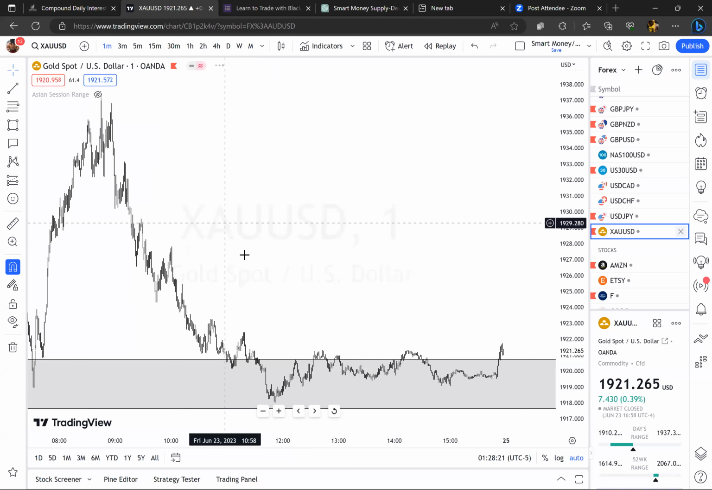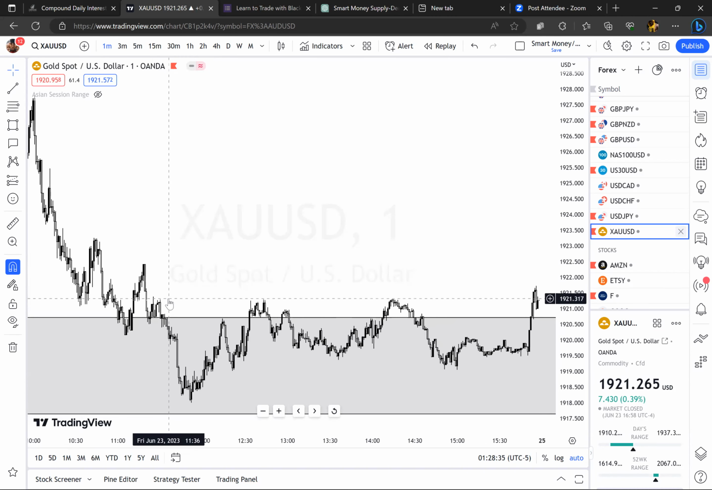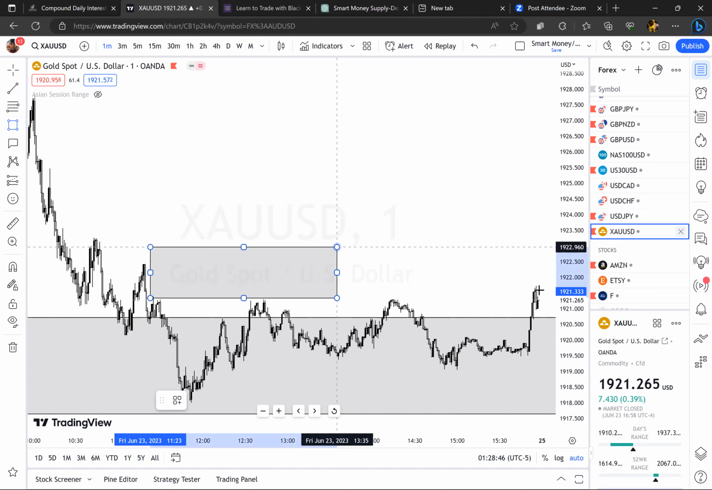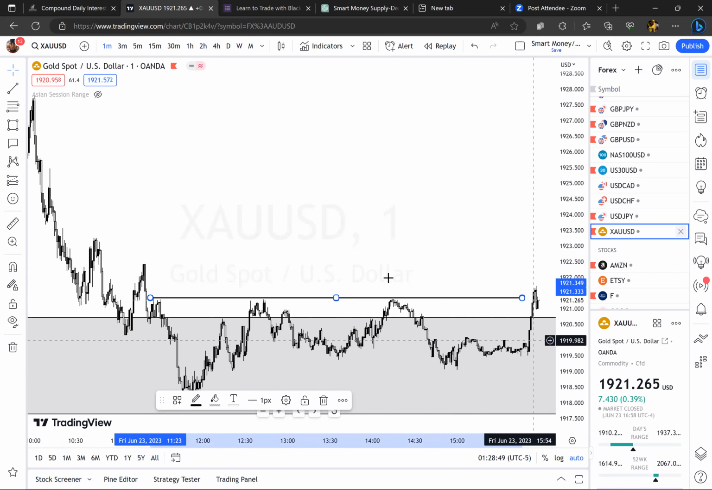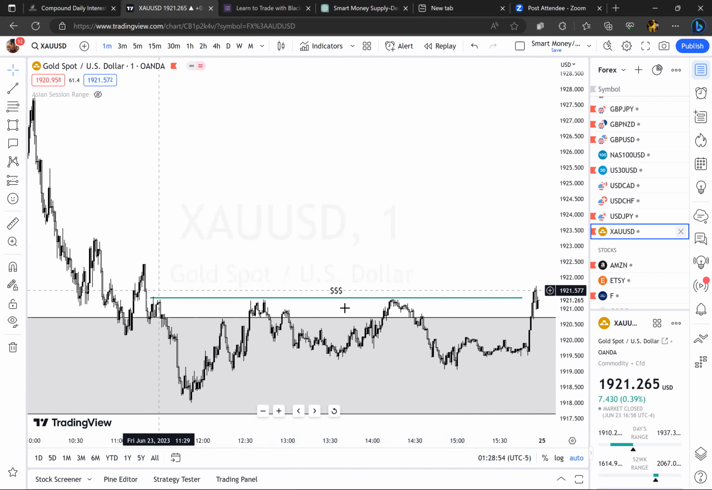Let's see. 1 minute. Does this qualify as a change of character here? Now what happened is, see how this liquidity got taken out right here? These equal highs? Watch this. Equal highs got taken out. So 9 times out of 10, this is going to make a little move down. Liquidity. See that? Equal highs. 1, 2, 3. Triple tops.